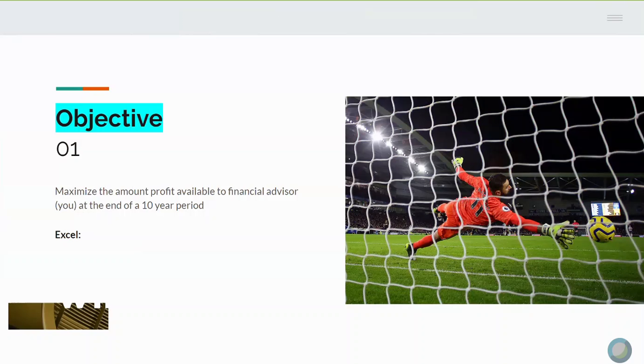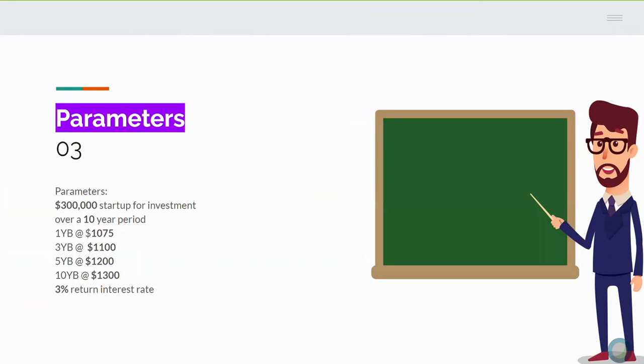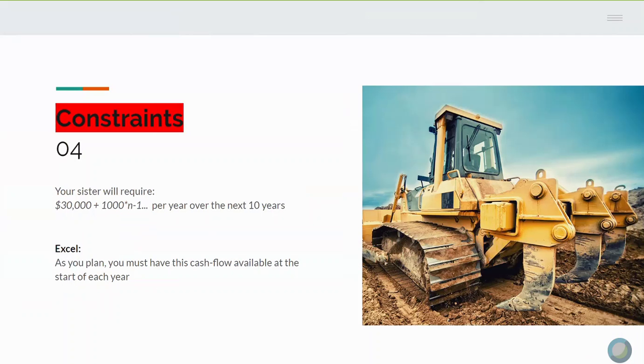All right, so here I'm going to discuss the tools that we use to solve this problem. As our objective, we wanted to maximize the amount of profit available at the end of the 10-year period. And then we had a set of decision variables, which were the 1-year, 3-year, 5-year, and 10-year bond. And we wanted to see how many of each bond we were going to purchase to maximize our objective. With that, we had parameters: $300,000 startup for the investment over a 10-year period, with a cost for each one of the bonds, as you can see, and then a 3% return interest rate. And we also had a set of constraints.